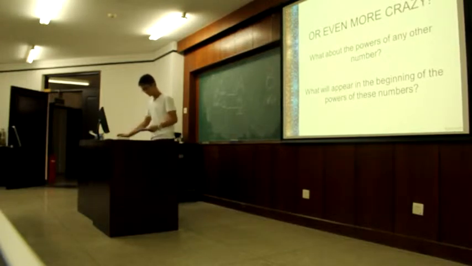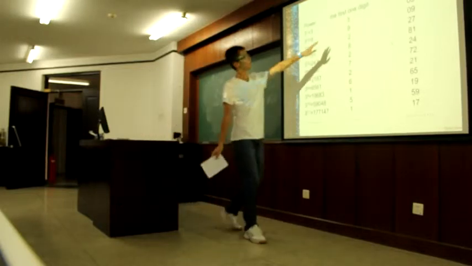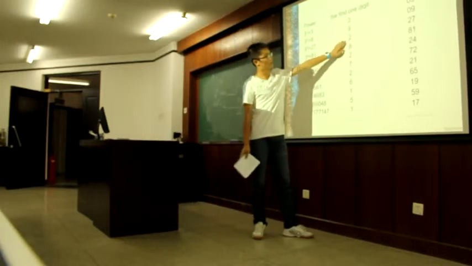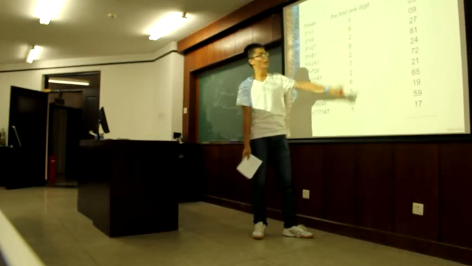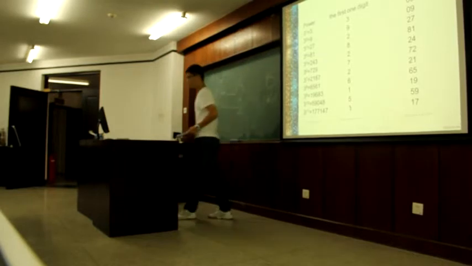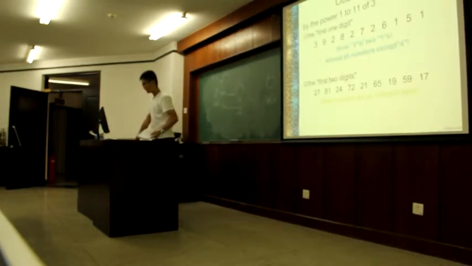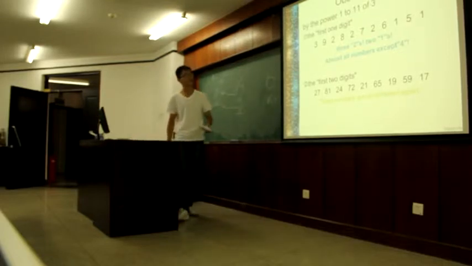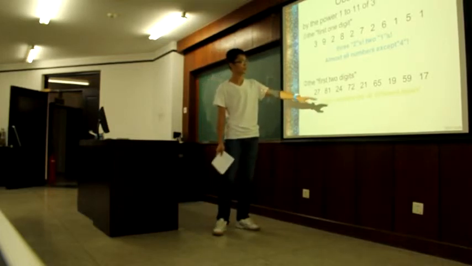Before solving these questions, we see another example, the powers of 3. From the list, the first digits are 3, 9, 2, 8, 2, 7, 2, 6, 1, 5, 1. And these are the first two digits. Now we can find that there are mostly 2s and 1s again. There are three 2s and two 1s, and almost all numbers except 4.